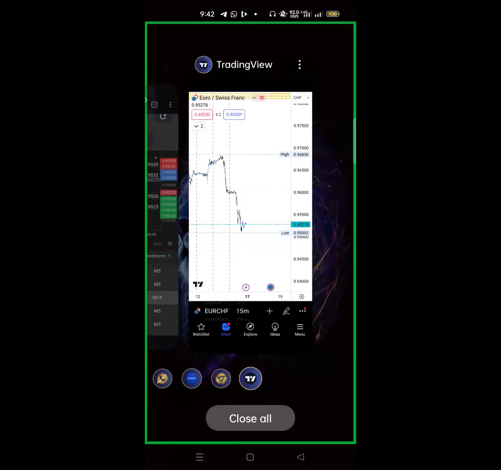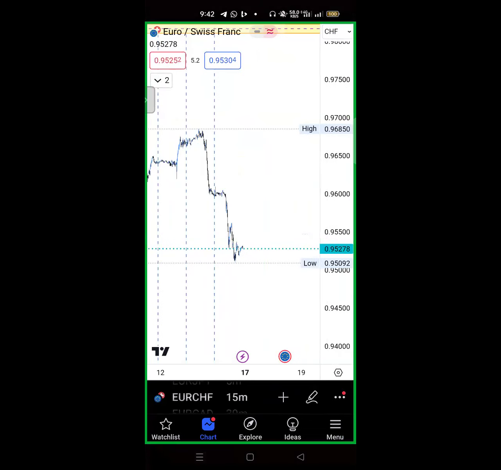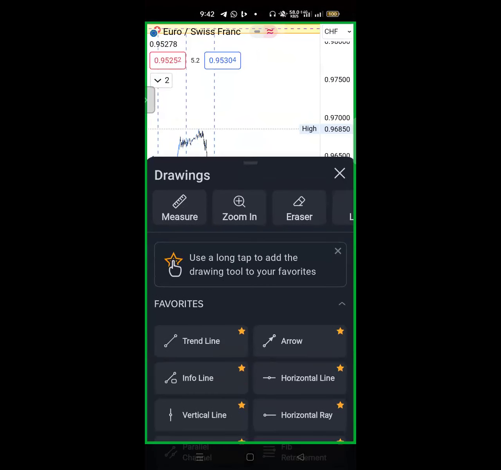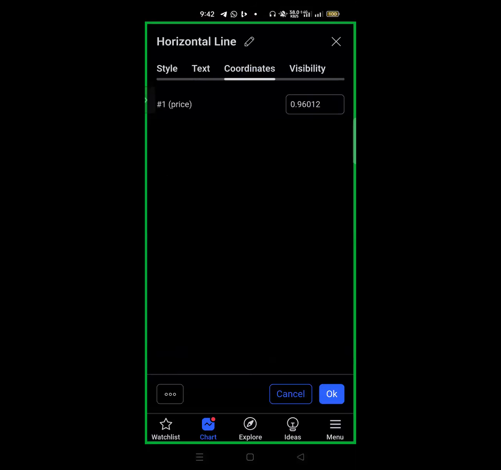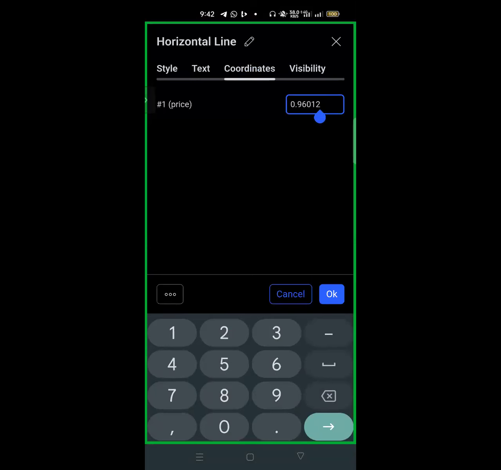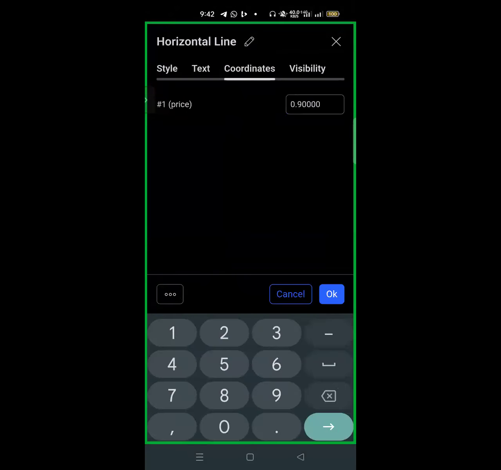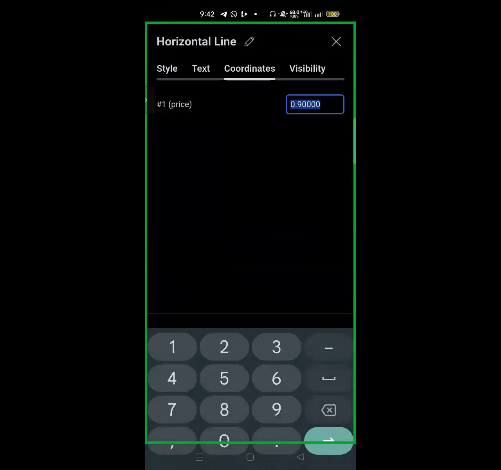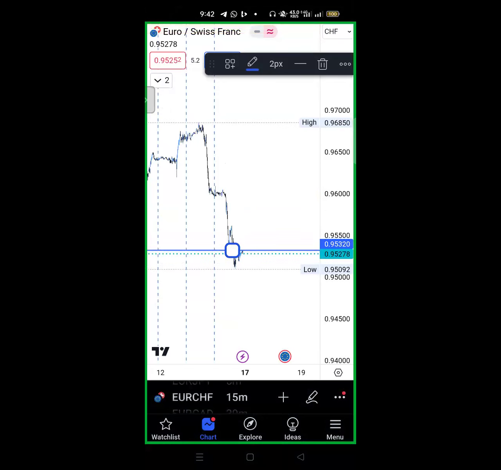So Manara says entry is at 95.32. So come to the tool area. For me, you take a horizontal line, come to coordinates. That's the coordinate area, sorry. 95.32. So this becomes your entry, right?